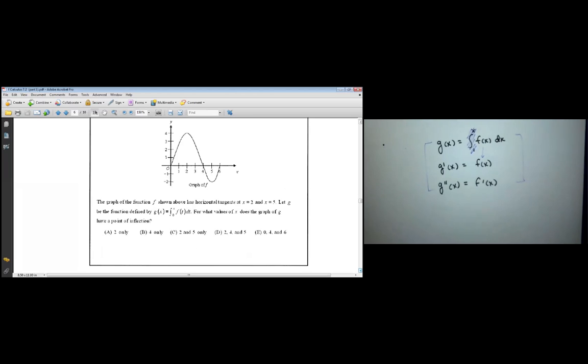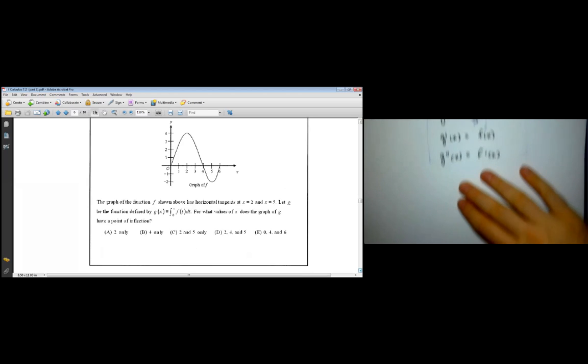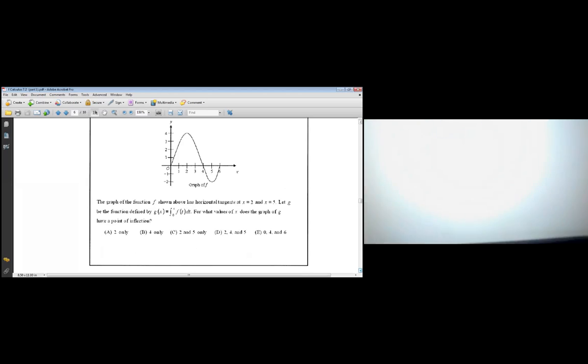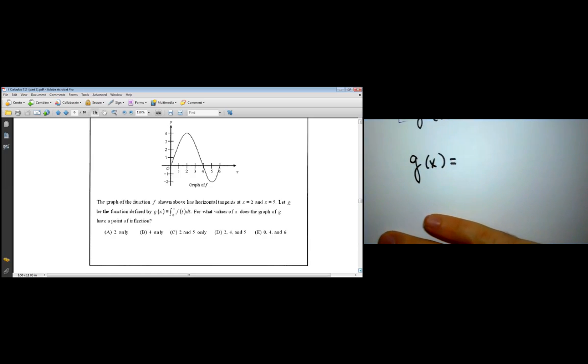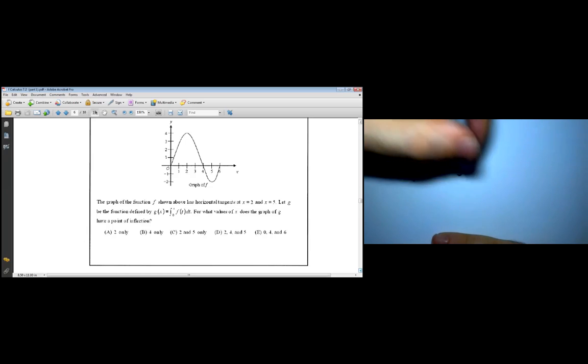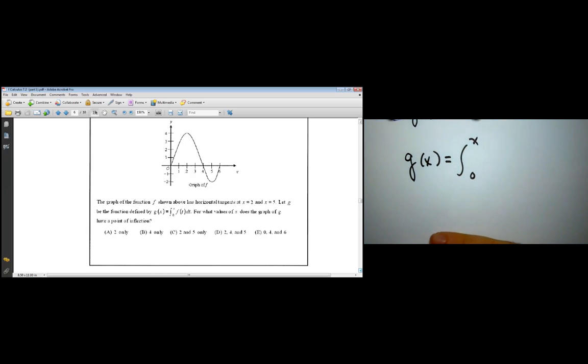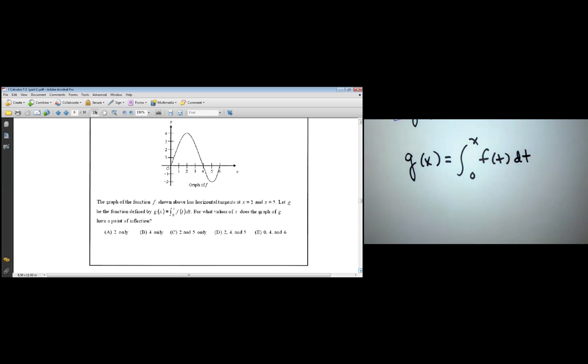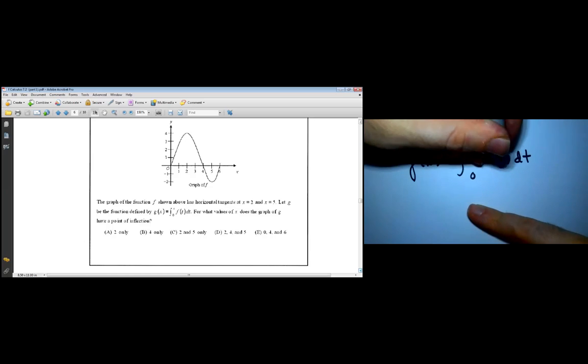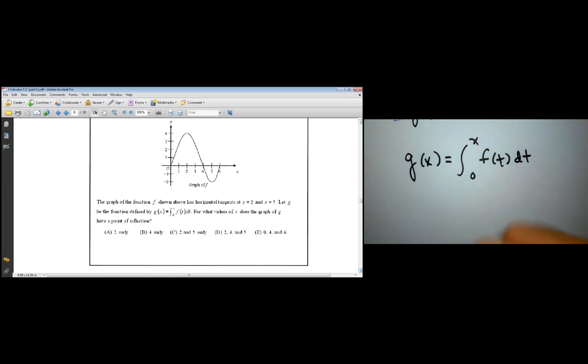Let g be defined by the function given by, and let me copy it for you. It's the function they tell you: g of x is equal to the integral from 0 to x of f of t dt. Now, you're going to see this scenario a lot, them using these t's and dt's in this problem.